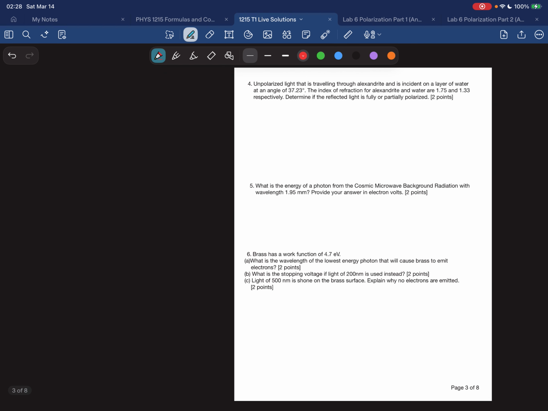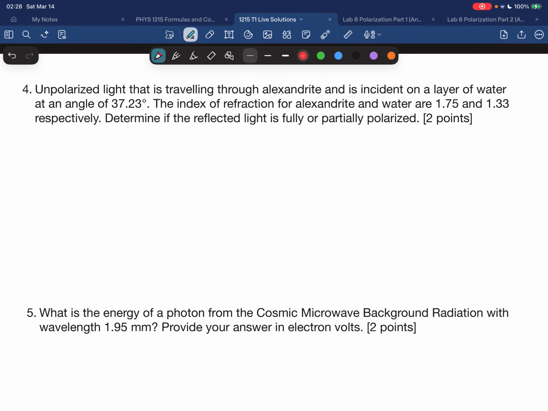Unpolarized light that is traveling through alexandrite and is incident on a layer of water at an angle of 37.23 degrees. The index of refraction for alexandrite and water are 1.75 and 1.33 respectively. Determine if the reflected light is fully or partially polarized. So this is a Brewster angle question.